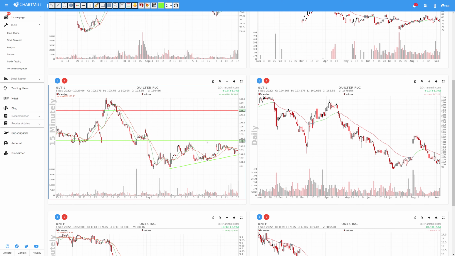So a possible setup would be to go long if a candle closes above this horizontal resistance line with a stop loss below the ascending trend line, and then the first target at 108. That's definitely a 2-to-1, and if you consider 109 the first target, it will be a 3-to-1 reward to risk ratio. So that's a very good and very decent setup to consider if you are an intraday trader.